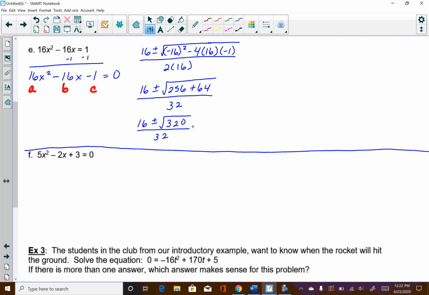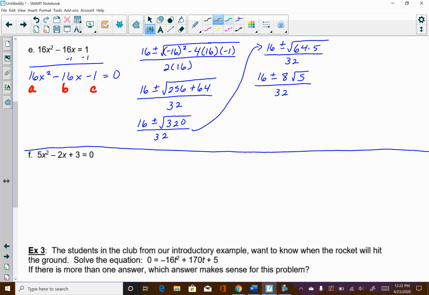All right, so now we want to break down 320. So 320, you just start, like I said, dividing by those perfect squares. 64 happens to be the highest, so I'd have 16 plus or minus the square root of 64 times 5, which is 320. Then I know that the square root of 64 is 8, so it comes outside the house.